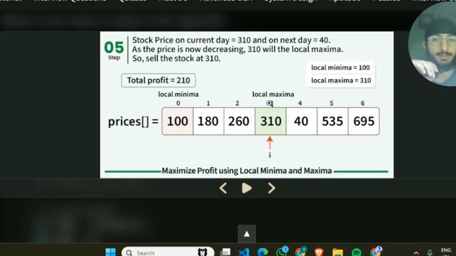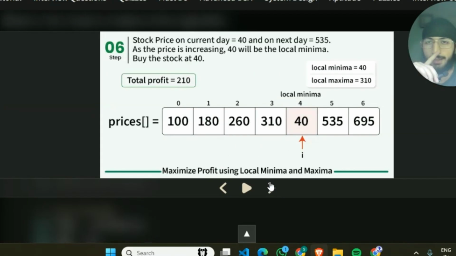So we set the local maxima here, and total profit would be local maxima minus local minima, that is 210. Here it has been updated. Next, stock price on current day is 40, and on the next day is 535. As the price is increasing, 40 will be the local minima.